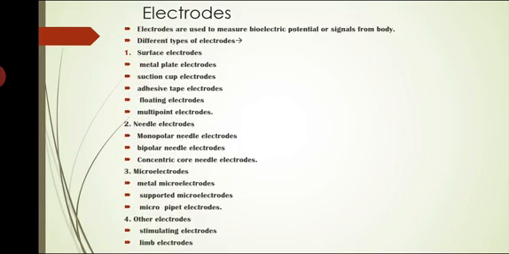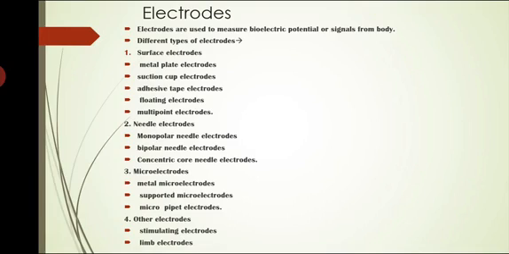Now we will see the electrodes. There are a number of electrodes. Electrodes are used to measure the bioelectric potentials or signals from the body. The main categories are surface electrodes, needle electrodes, microelectrodes and other types of electrodes. Surface electrodes are again divided into a number of types: metal plate electrode, suction cup electrode, adhesive tape electrode, floating electrode and multipoint electrodes.